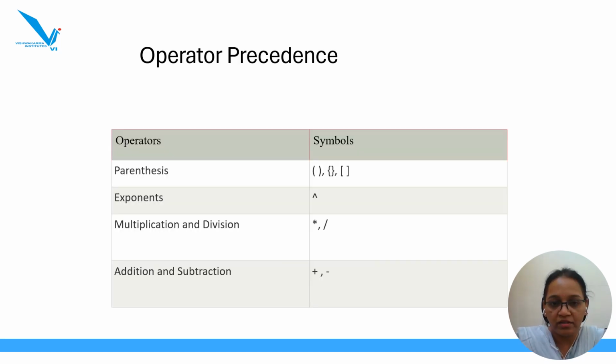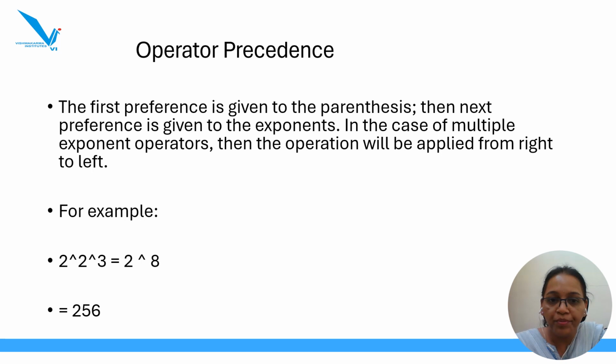Now the operator precedence. For simplicity, we will assume a simple set of operators: the parenthesis, the exponent operator, multiplication and division, and addition and subtraction. Only these operators we will assume in our expression for the sake of simplicity and understanding. Now the precedence: the highest precedence is given to the parenthesis, then the exponent is at the highest precedence next to that, then multiplication and division, and addition and subtraction are at the lower precedence.